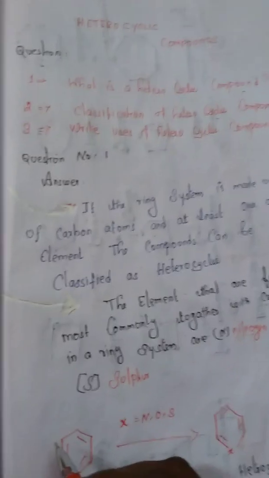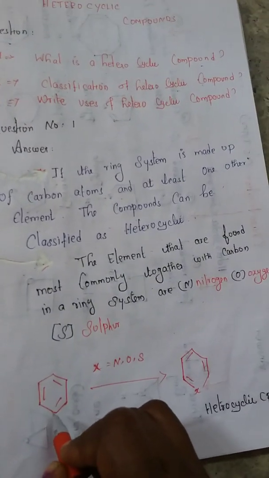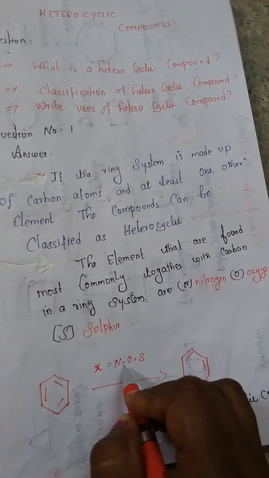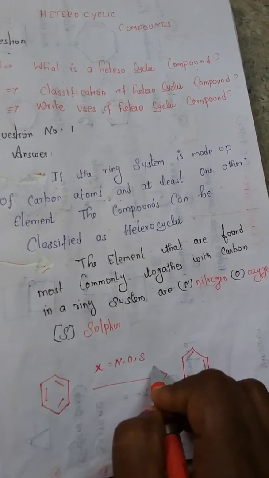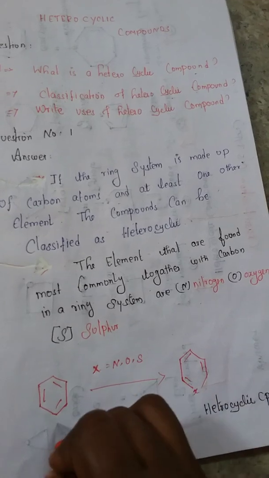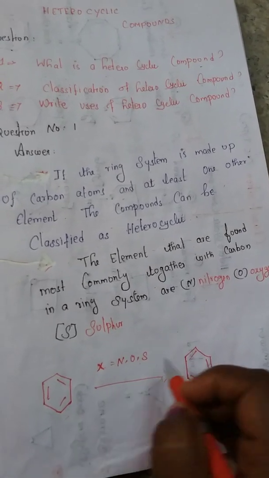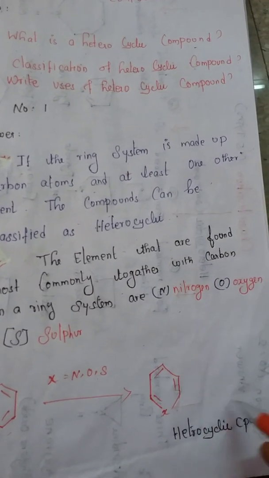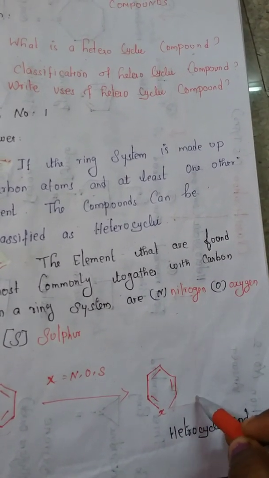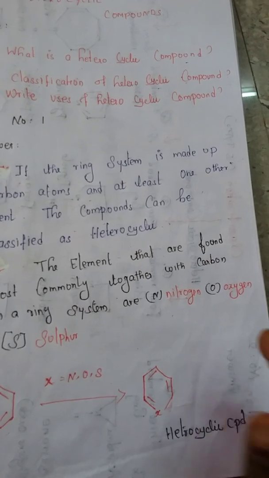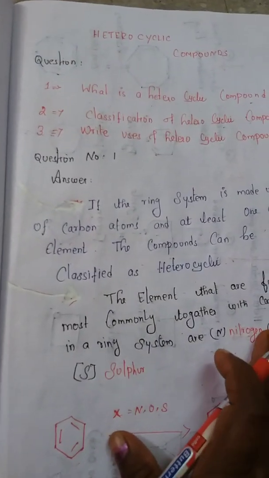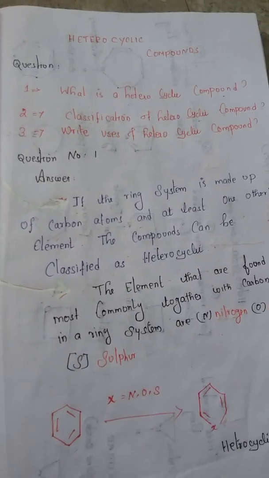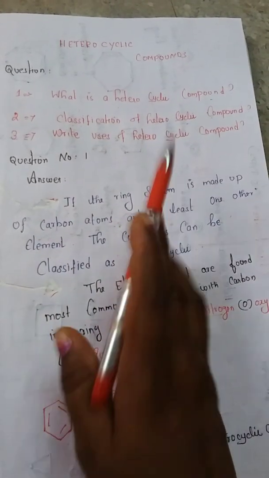For example, you take a benzene ring and react it with X, where X is nitrogen, oxygen, or sulfur. Any one atom replaces a carbon atom. The product given is a heterocyclic compound. So X means nitrogen, oxygen, sulfur. Okay, the first question is over. We will see the next question, the classification of heterocyclic compounds.